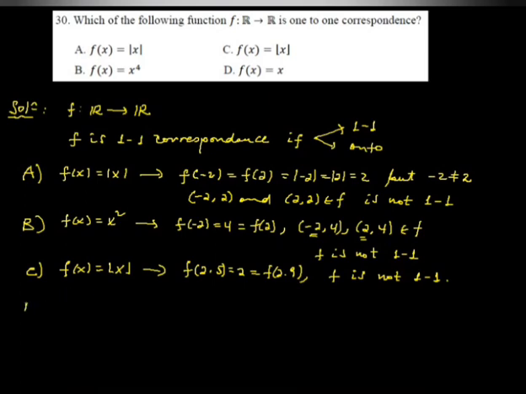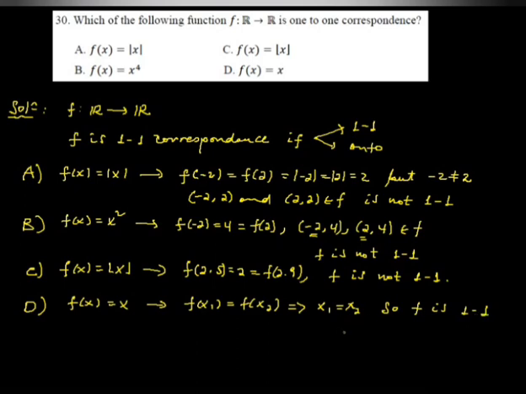You can show this using more general ways. Let's check for D. In D, the function f of x is x. Let's check whether this is a one-to-one correspondence. Using the definition of the one-to-one condition, f of x1 is equal to f of x2 implies x1 and x2 are the same. So this function f is one-to-one.